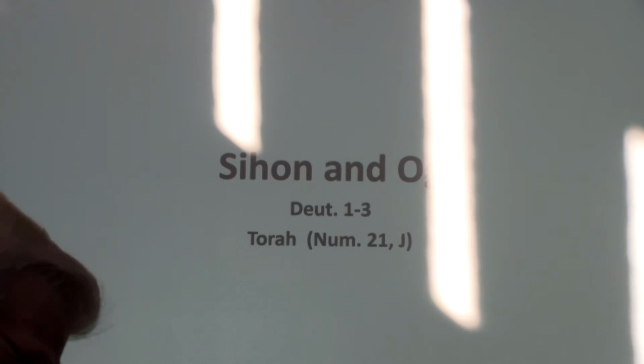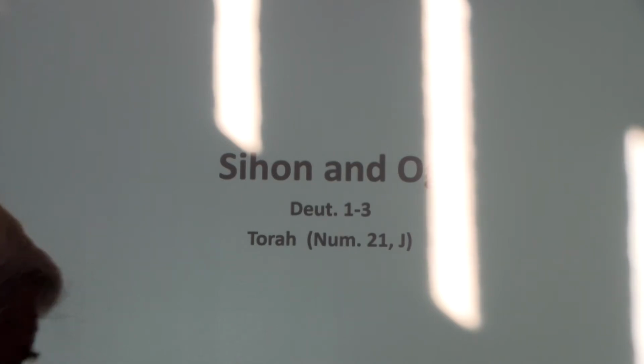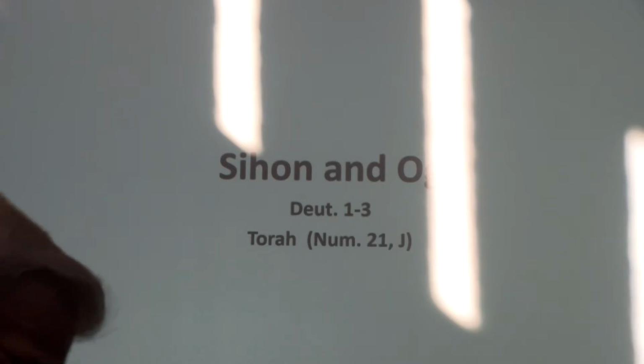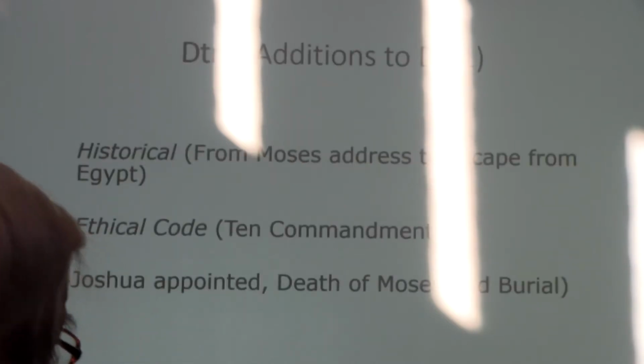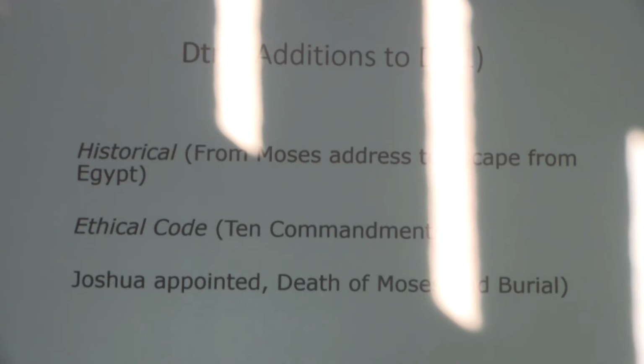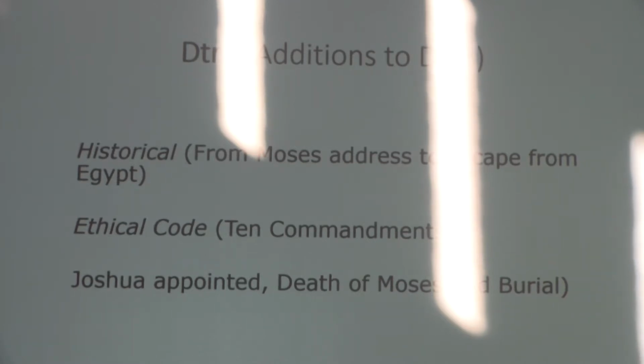All right, now let's go back. Oh, something's missing here. Let's go back to this part here. That part of the additions to the original code was this historical aspect. And what I want to do now is to take a look at what we find in Deuteronomy between chapters 1 and 11 that tell us about the history of the Jews from this standpoint.